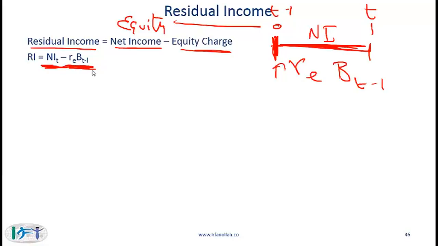Conceptually, this is similar to what we talked about on the previous slide. The only difference is that on the previous slide, we took the overall investor perspective that included debt and equity holders. Here we are only taking the equity holder perspective. That's why we use the cost of equity alone over here. Previously, we used the cost of capital, which combines both the cost of debt and cost of equity.